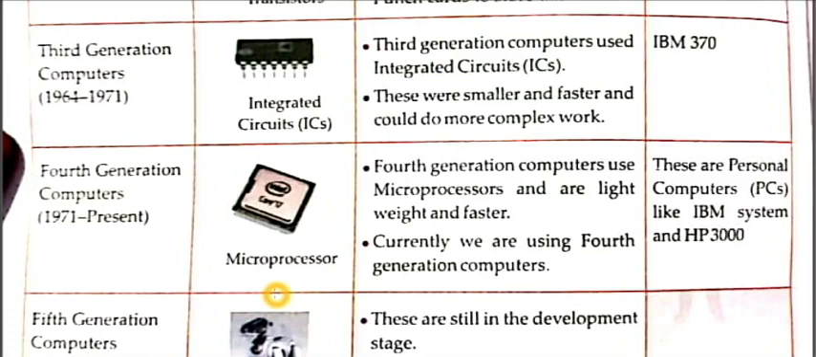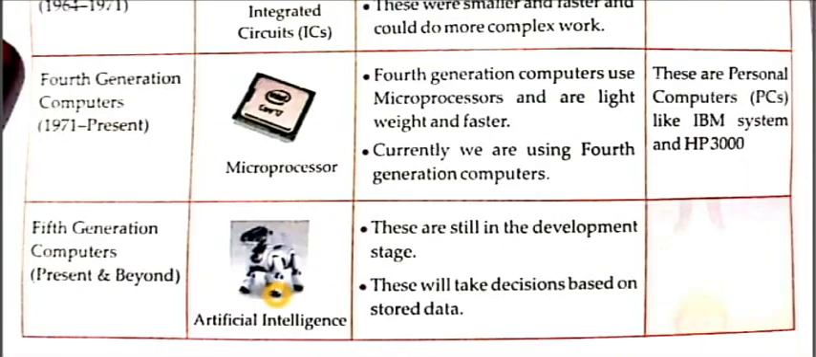Now, if we talk about the future, which comes in the fifth generation of computers, from the present and beyond, we are studying artificial intelligence, which has an artificial memory and can do its work by itself. Maybe they have emotions, and they can perform so many tasks by themselves. We only need to give them commands. These are still in the development stage. They will make decisions based on stored data.